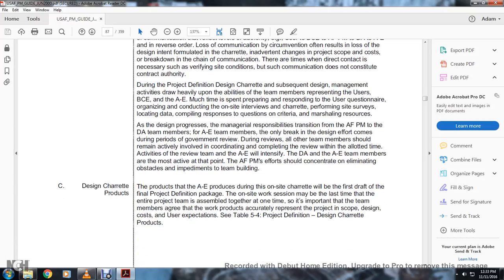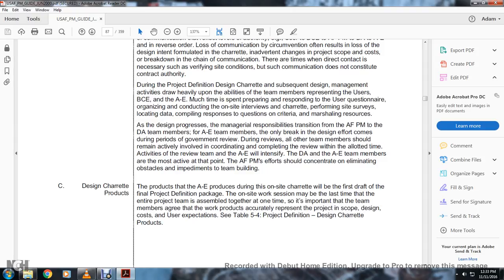C. The design charrette products. The products of the architect-engineer during an on-site charrette will be the first draft of the final project definition package. The on-site working session may be the last time the entire project team is assembled at one time. It is important that the team members agree that the work products accurately represent the project scope, design, costs, and other user expectations. See Table 5.